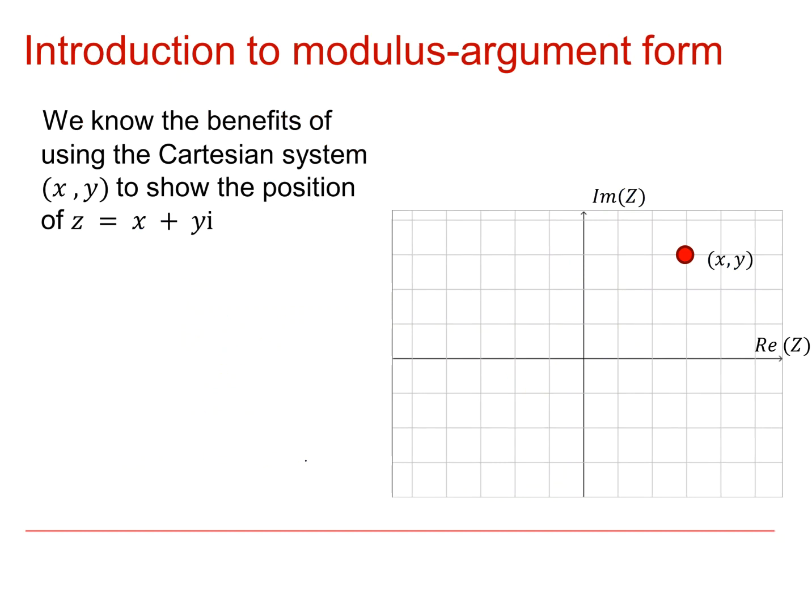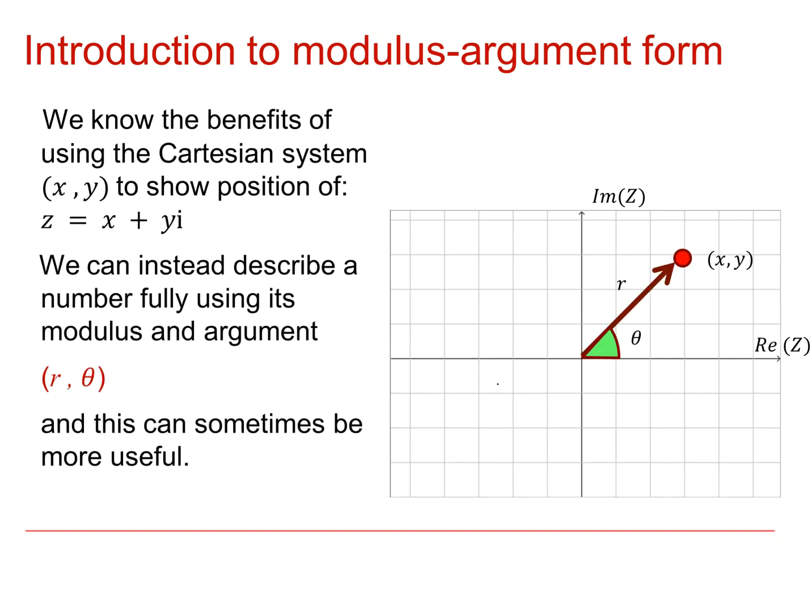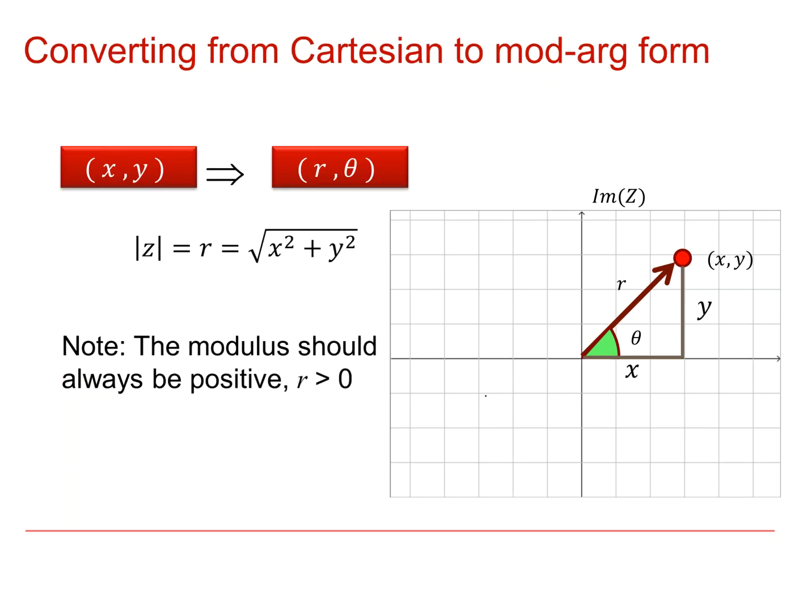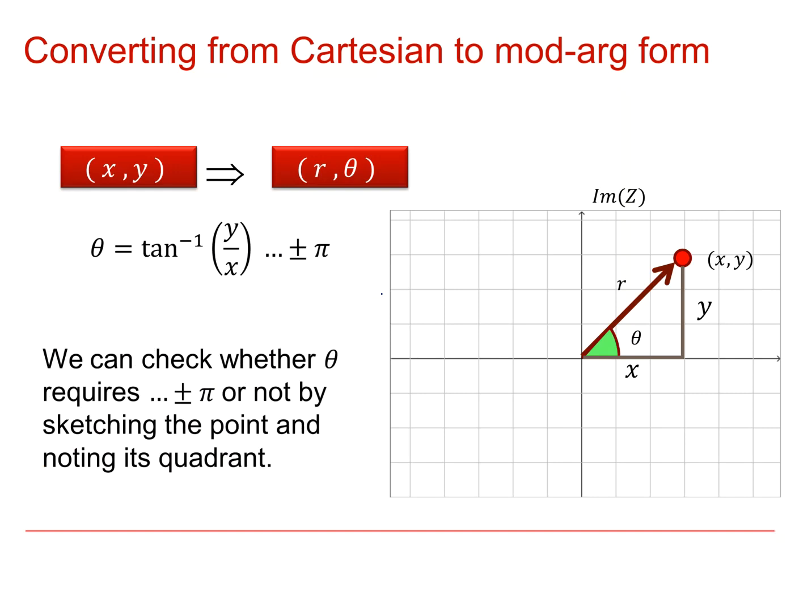We've been using the Cartesian form of complex numbers, but sometimes writing it in modulus argument form can be more useful, and we'll see this in some of the following videos. To convert from Cartesian to modulus argument form, first calculate the modulus using Pythagoras. Remember that the modulus will always be positive. And then calculate the argument using basic trigonometry.